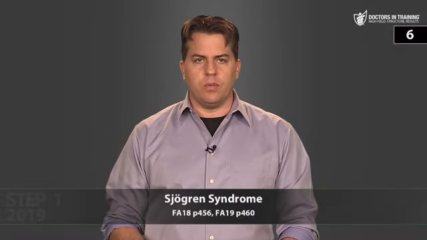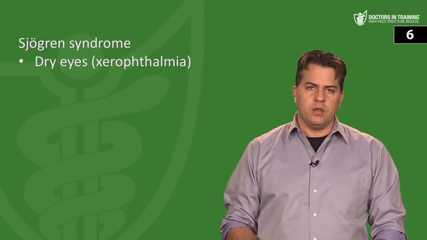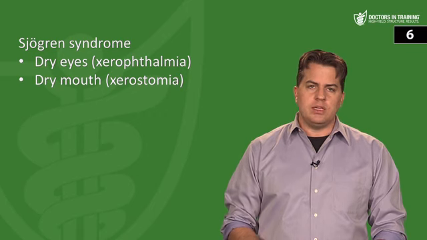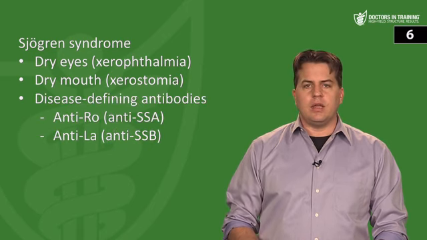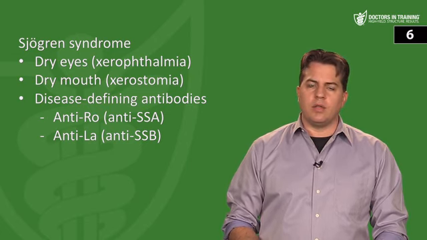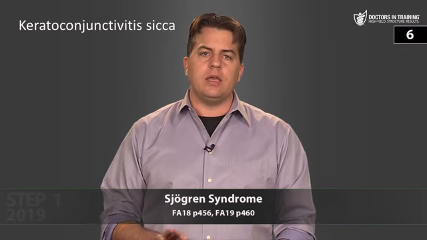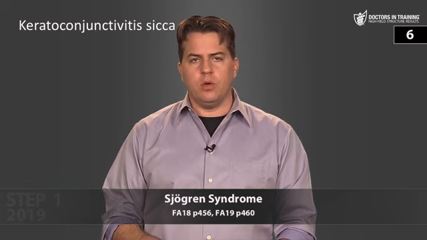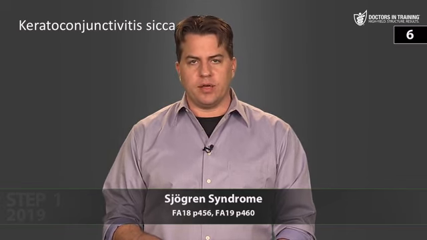Let's move on to Sjogren's syndrome. First, the basics. Sjogren's syndrome consists of a triad of dry eyes called xerophthalmia, dry mouth called xerostomia, and disease-defining antibodies including anti-Ro, also called anti-SSA, and or anti-La, also called anti-SSB. There are other autoimmune diseases that have the sicca symptoms of xerophthalmia, also known as keratoconjunctivitis sicca, and xerostomia, but only patients with Sjogren's syndrome have the disease-defining antibodies I just mentioned. Additionally, the majority of Sjogren patients also have arthralgias or arthritis as an extraglandular manifestation.